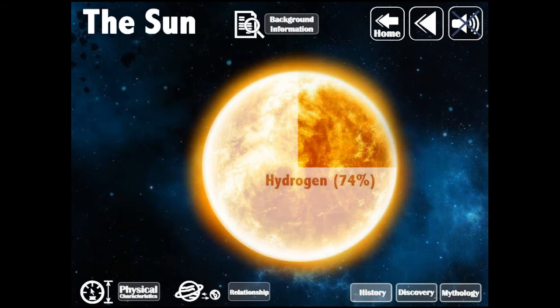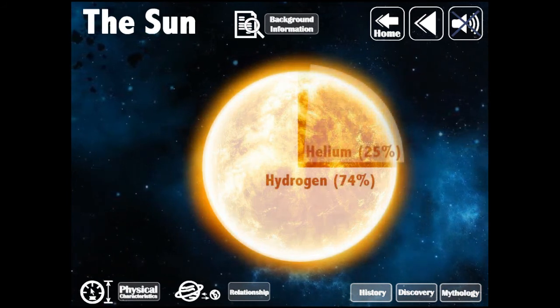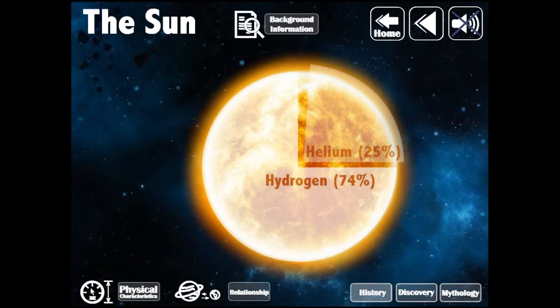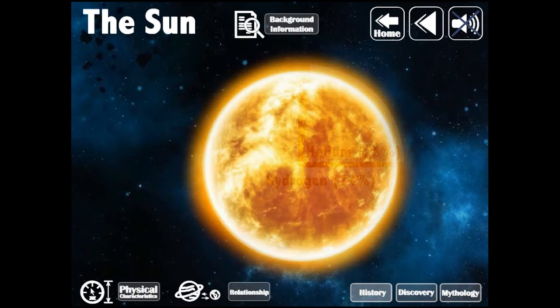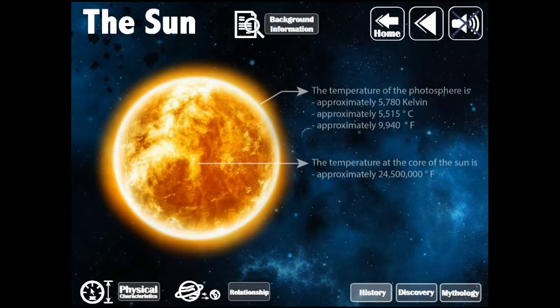That process releases a tremendous amount of energy as a chain reaction, the so-called nuclear fusion reaction. The thermal energy and light from the sun support life on our Earth.